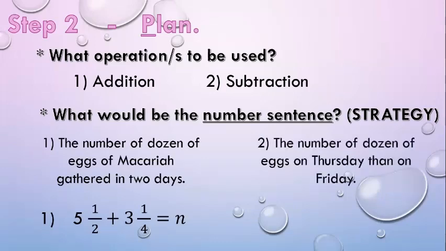Then the second is the number of dozens of eggs on Thursday than on Friday. So you need to know the difference. Since you are asking for the difference of the number of dozens of eggs on Thursday than Friday, of course you're going to do subtraction. So 5 and 1/2 minus 3 and 1/4 equals n. Okay, did you follow? So we will proceed to step 3.